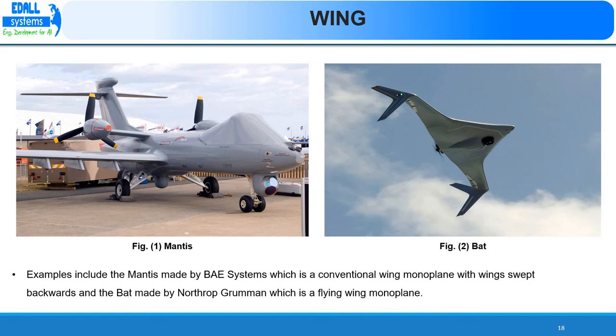Some examples include Mantis, made by BAE Systems, which is a conventional wing monoplane with swept back wing, shown in figure 1, and Bat, made by Northrop Grumman, which is a flying wing monoplane, shown in figure 2.